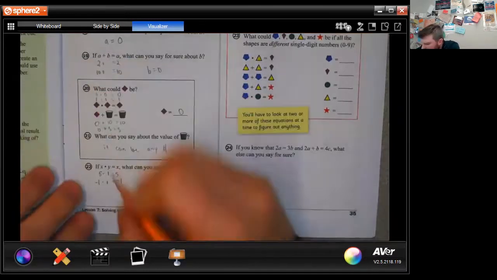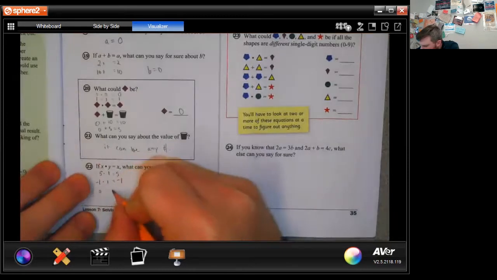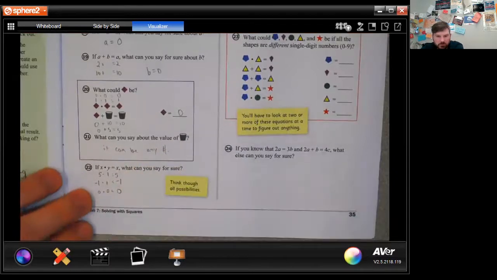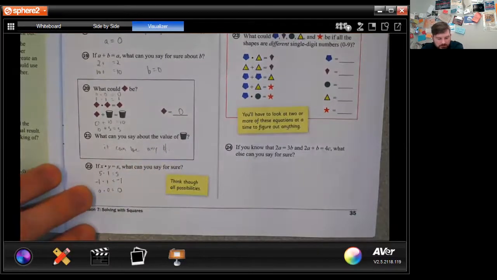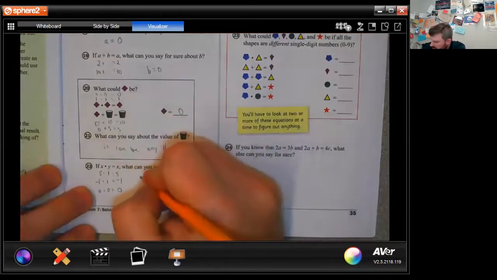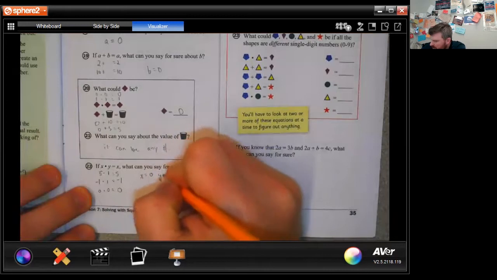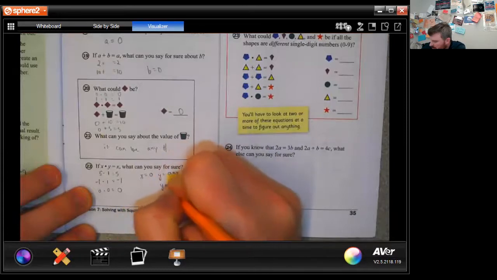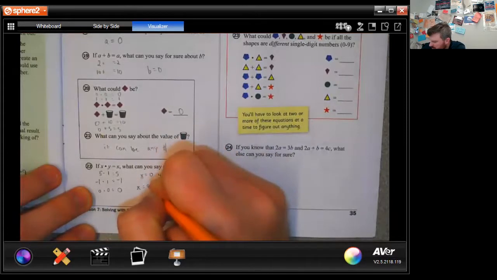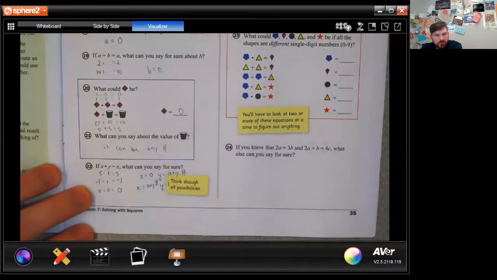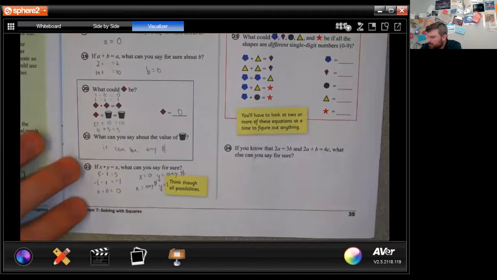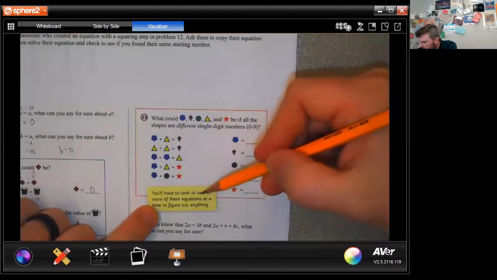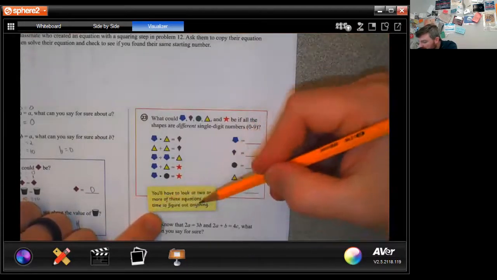But if we look at X being 0, the only way to get 0 is for Y to also be 0. Okay. So X could be anything, and Y could be 0, and Y is any number. Or Y is 1 and X is any number. Okay, so you got a few possibilities there. All right, 23 looks pretty big. You'll have to look at 2 or more of these equations at a time to figure anything out.